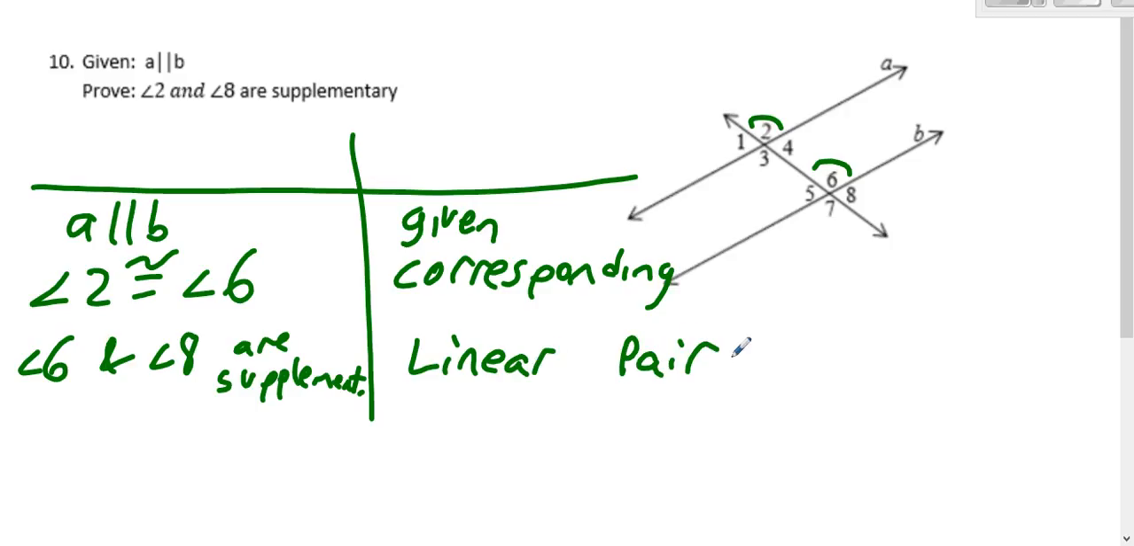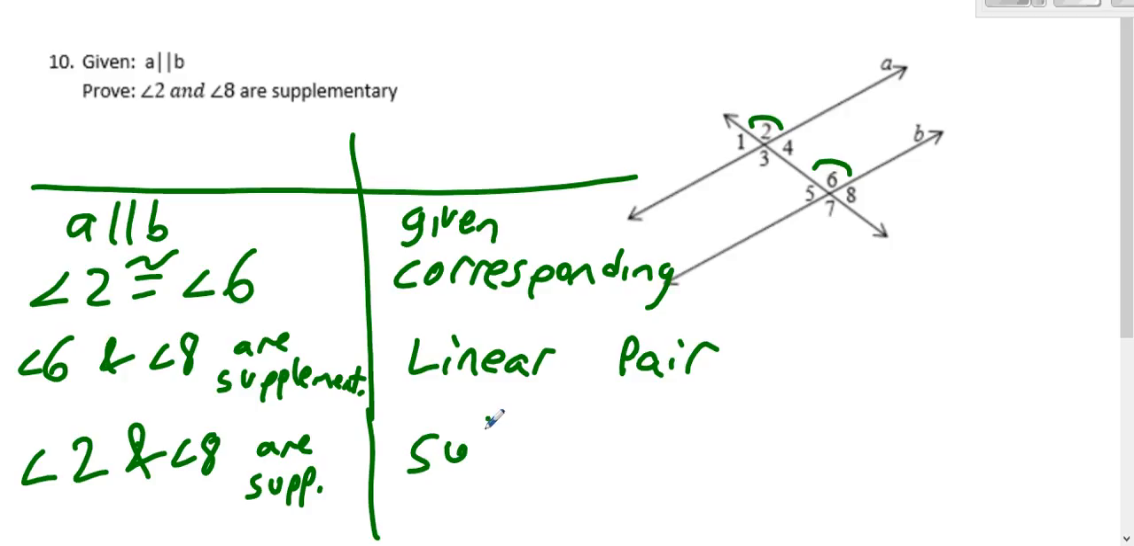So there's only one step left to finish it off. We're supposed to say 2 and 8 are supplementary. We just said 6 and 8 are supplementary. So we need to replace that 6 with a 2, which we can do. So 6 and 2 are congruent, so we can replace 6 with a 2. That's just called substitution. That's it.